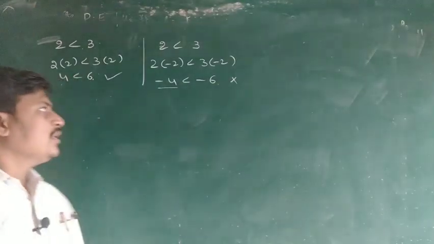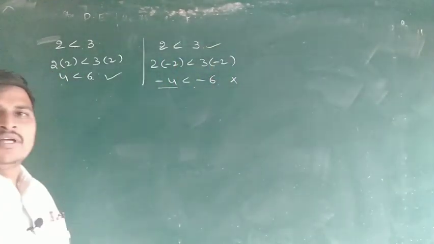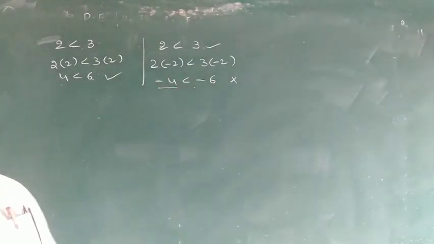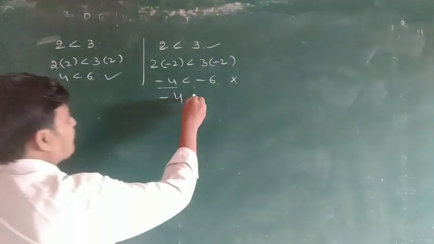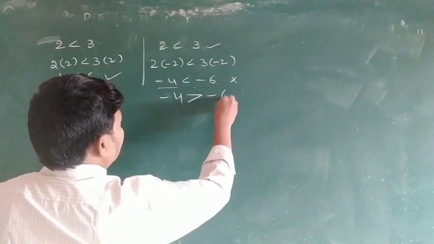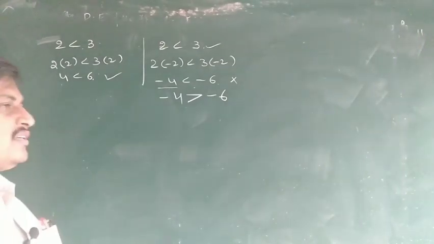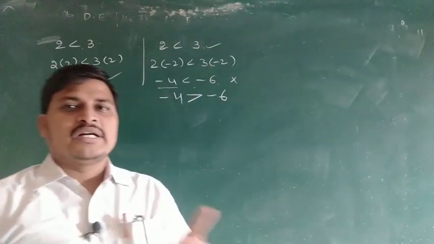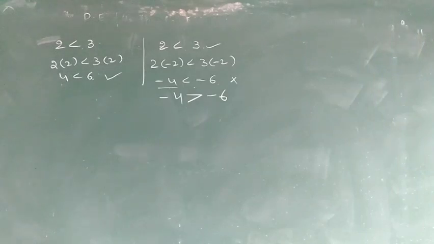Negative is reversed. So minus 4, minus 6: 2 less than 3 is true. A true condition is given, but after multiplying by a negative number the condition becomes false. So the sign will be reversed: minus 4 is greater than minus 6. The reverse of less than is greater than, and the reverse of greater than is less than. Less than or equal to reverses to greater than or equal to, and greater than or equal to reverses to less than or equal to. This is rule number 2.